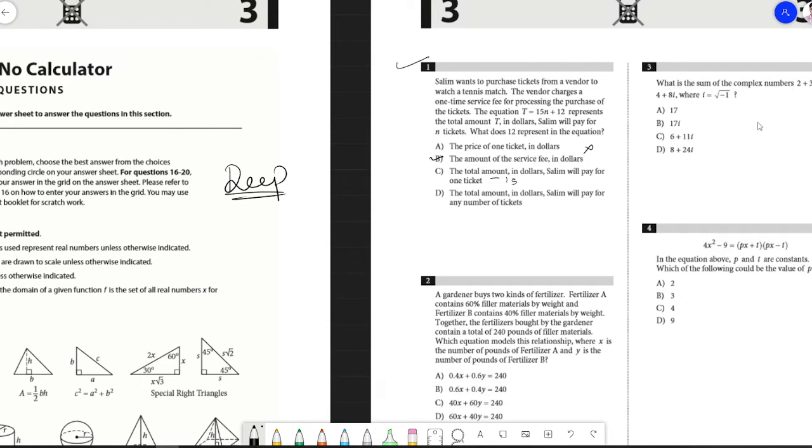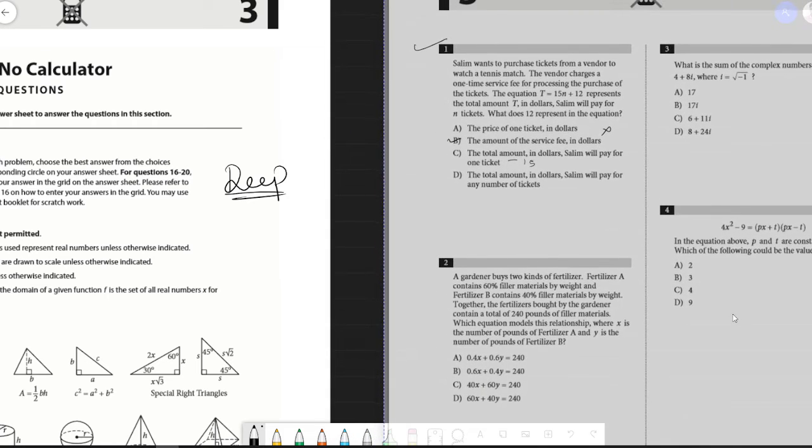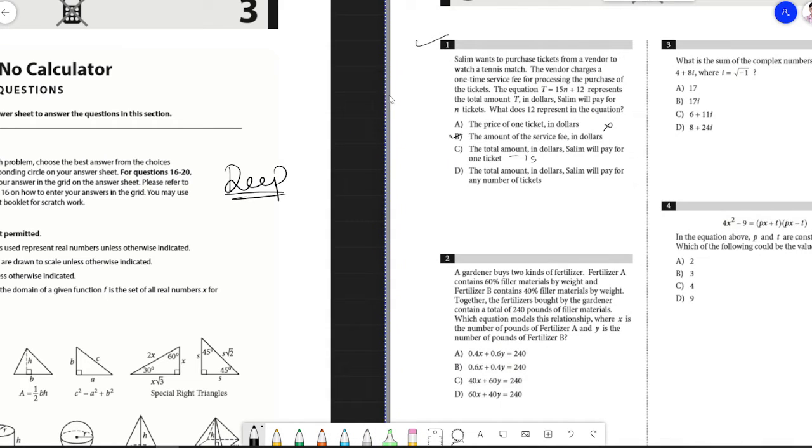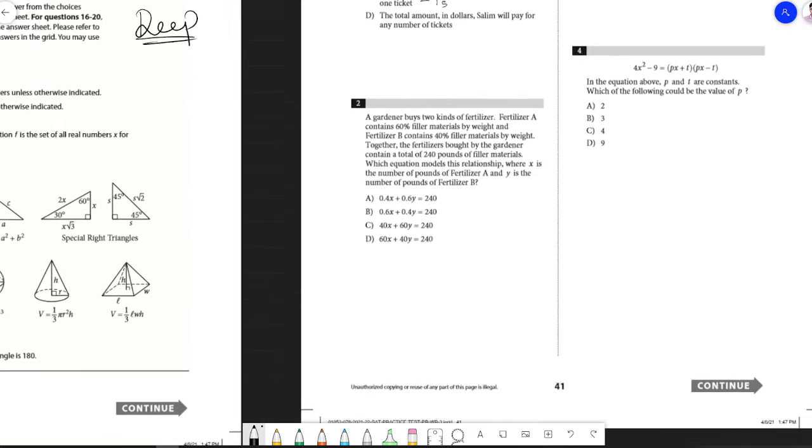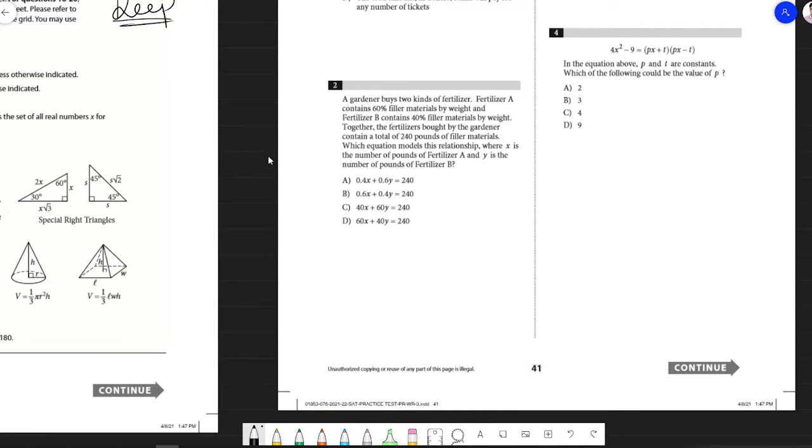A gardener buys two kinds of fertilizer, fertilizer A and fertilizer B. A is 60% filler material by weight, and B is 40% filler material by weight. Together, the fertilizer bought by the gardener contains a total of 240 pounds of filler material. So if x is the number of pounds of fertilizer A and y is the number of pounds of fertilizer B, see, total filler material is 240.